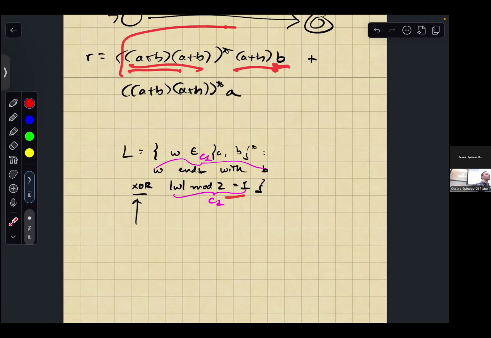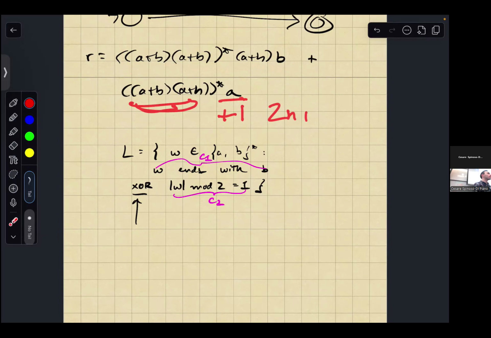So then this is even, right? This is even and it ends with B. Or if I end with A, then it's because I'm odd, right? Because I have pairs of A plus B's, so I always increment by plus 2. And then I have an extra plus 1. So I have something like 2n plus 1, which is odd, right? So then this makes sense.